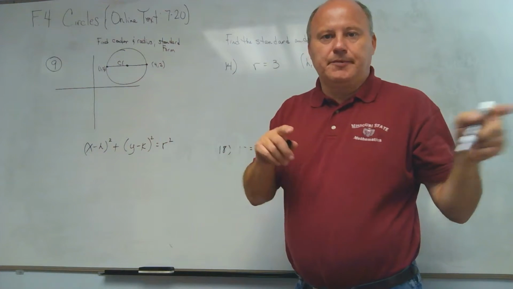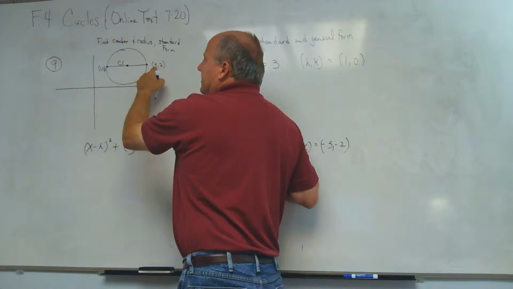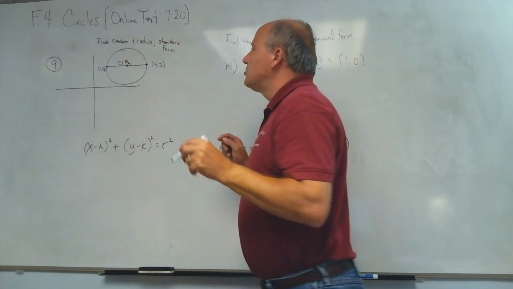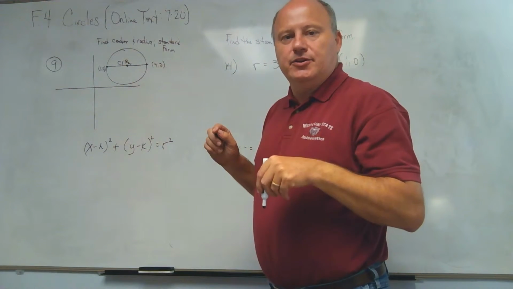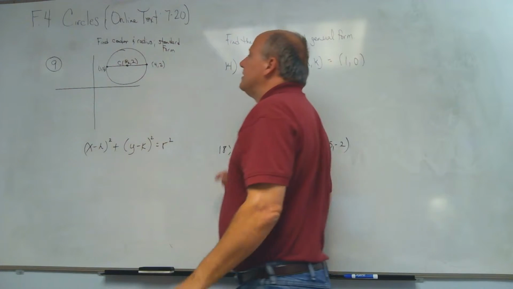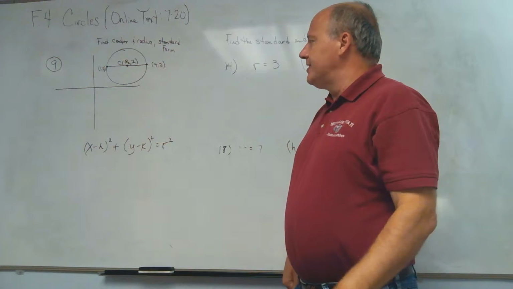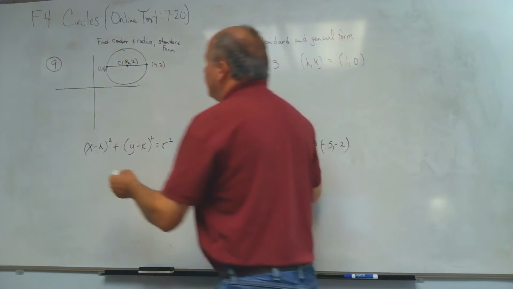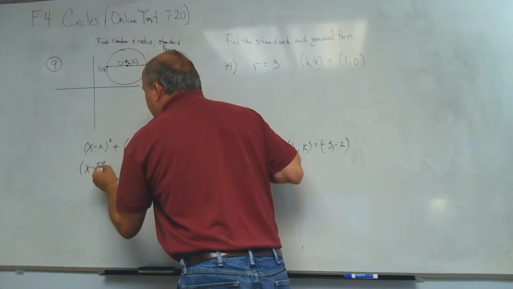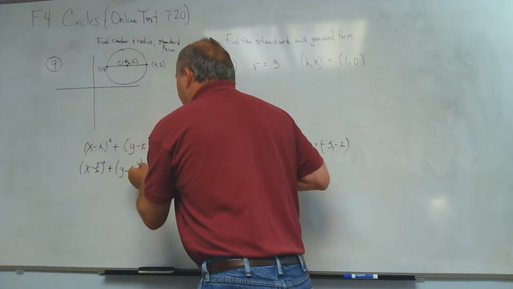It's the middle number. So 1 plus 4 is 5, so it's 5 over 2. And then 2 plus 2 is 4, divided by 2 is back to 2 again. So it's 5 halves, comma 2. And that's the center. So far I have x minus 5 halves squared plus y minus 2 squared equals the radius squared.